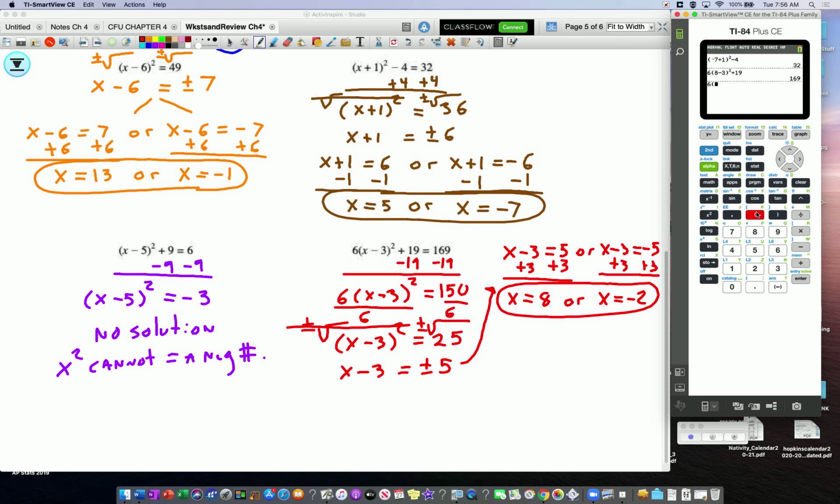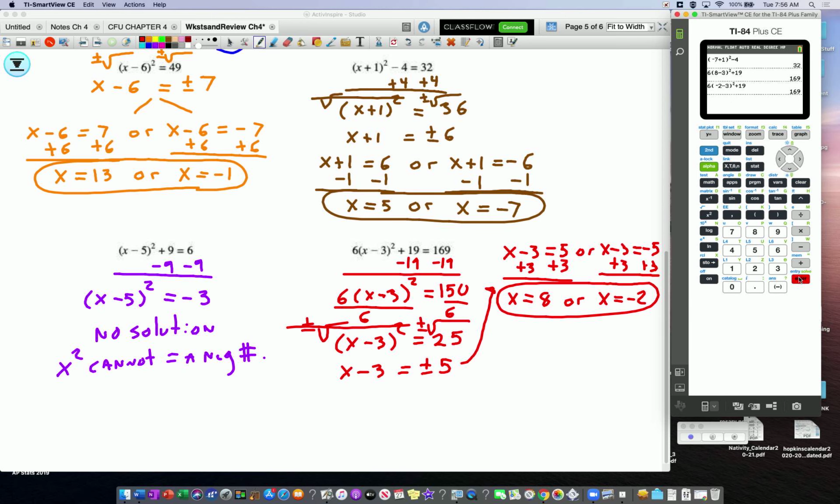Check the other one, 6, negative 2 minus 3, close parentheses, quantity, squared, plus 19 equals 169. I know all my answers on the second page of the review are correct. That's what I love about these. We should know if our answers work or not.